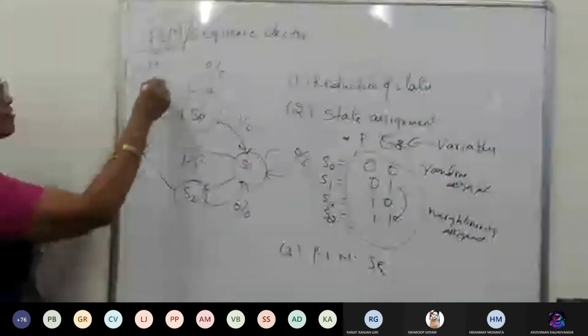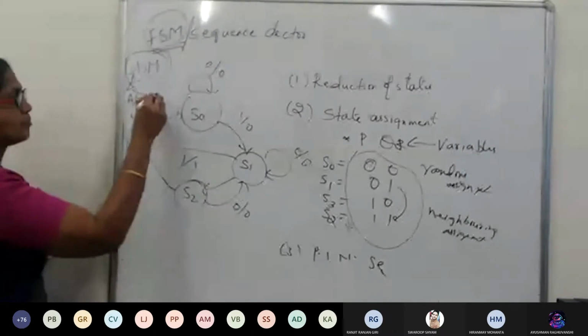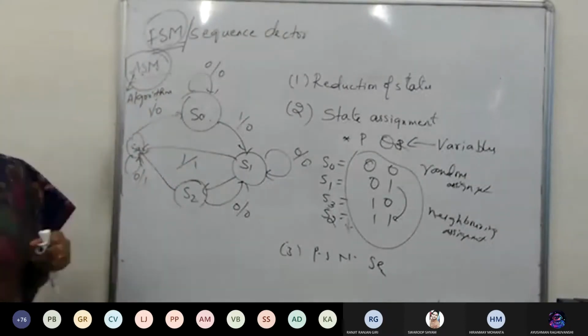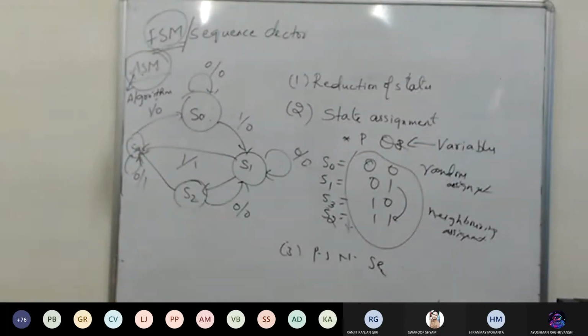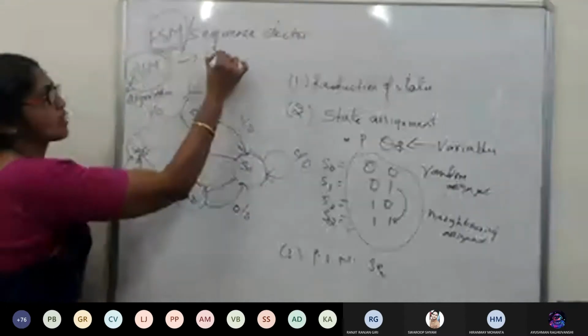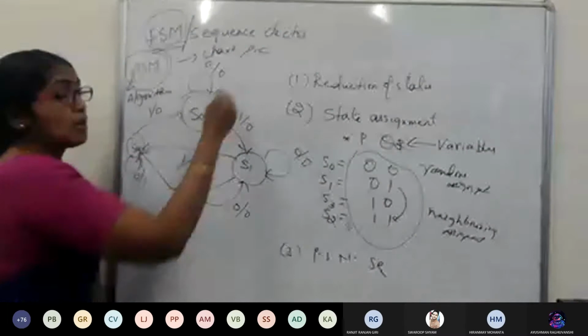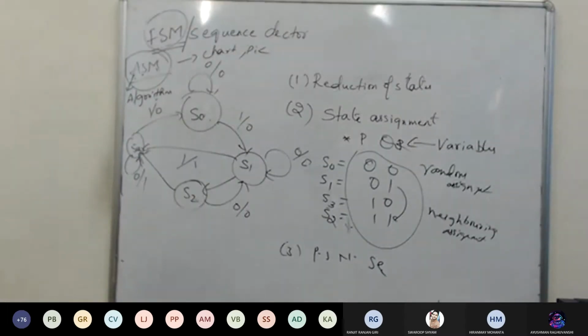ASM is a finite state machine, but mostly they will say it as algorithm. A stands for algorithm, then S and M for sequence machine or state machine. So ASM is a chart, a pictorial representation. Pictorial means it's an interesting way to explain a thing. This is always there in design also.